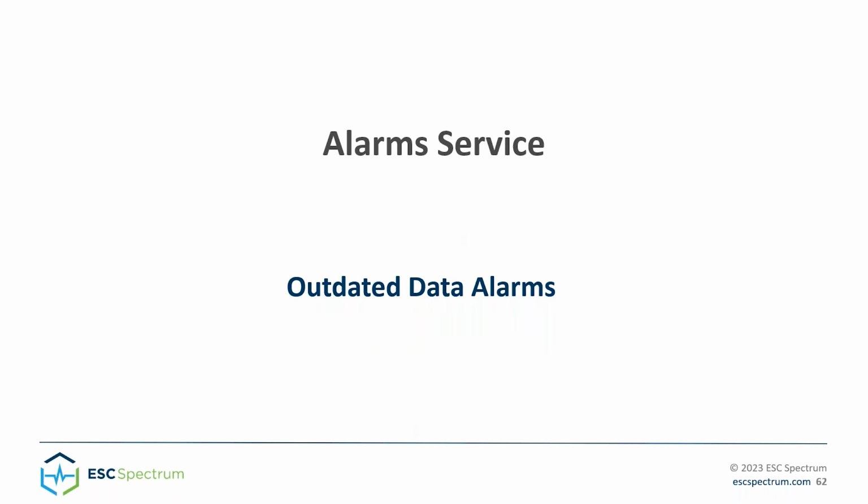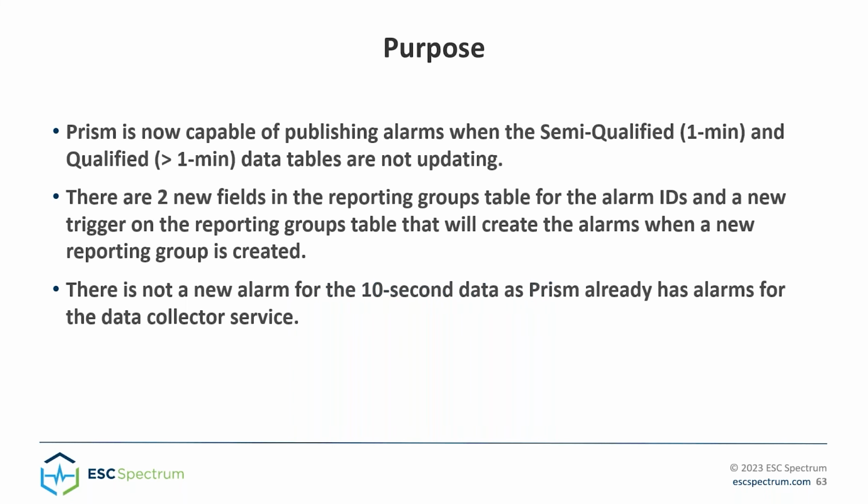In our alarm service, we have outdated data alarms, and this is for our semi-qualified, which would be 1 minute, or our qualified, anything greater than 1 minute. We have an alarm interval, which is 2 times the sample rate plus 15 minutes. So for a 15-minute data table, that would be 45 minutes. Beyond 45 minutes, the alarm would sound and show you that your qualified data alarm has gone off.